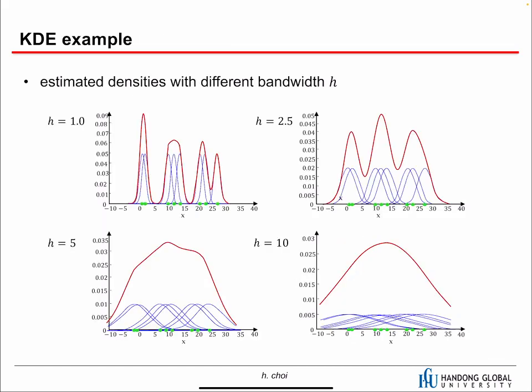And it depends on the bandwidth, H. When H is small, each kernel is sharp like this, and when we sum them up, we still have sharp bumps here. When we increase the bandwidth, we can have a smooth distribution. And when H is too large, like 5 or 10, then we have just one smooth curve. This is not what we want. So we have to control this bandwidth really carefully.